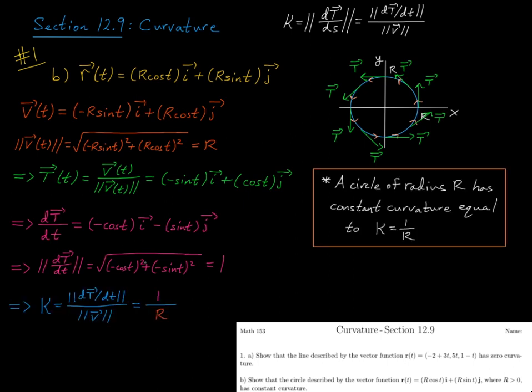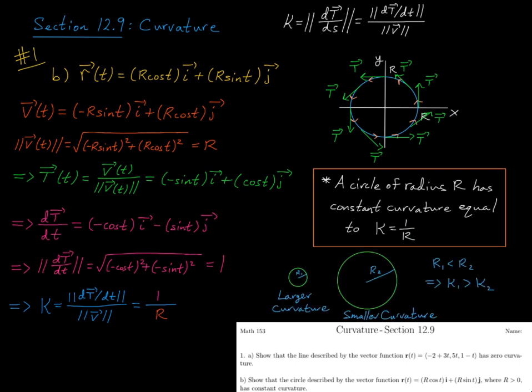So then I can measure the curvature as follows. This is the ratio of the magnitude of the derivative of the unit tangent vector with respect to time, which we found to be 1, with the magnitude of the velocity vector, which we found up here is constant. It's just the radius of the circle. So in conclusion, we have that a circle of radius R has constant curvature, and that is equal to 1 over the radius of that circle, 1 over R.